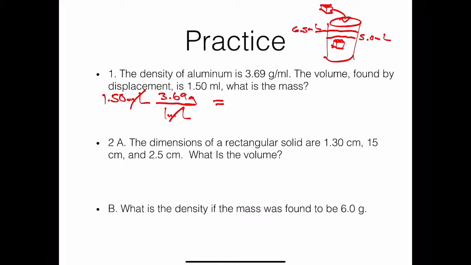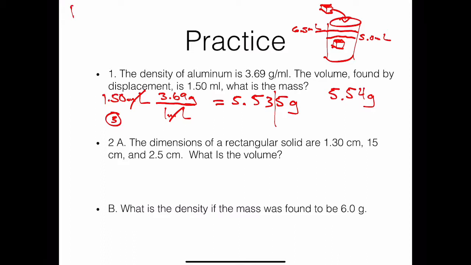When we put this in the calculator, we enter 1.50 times 3.69, and we end up with 5.535 grams. Sig figs in our answer go back to the original number. We had 3 sig figs, so we want 3 sig figs in our answer. We're going to cut it off right here, which means we end up with a final mass of 5.54 grams.